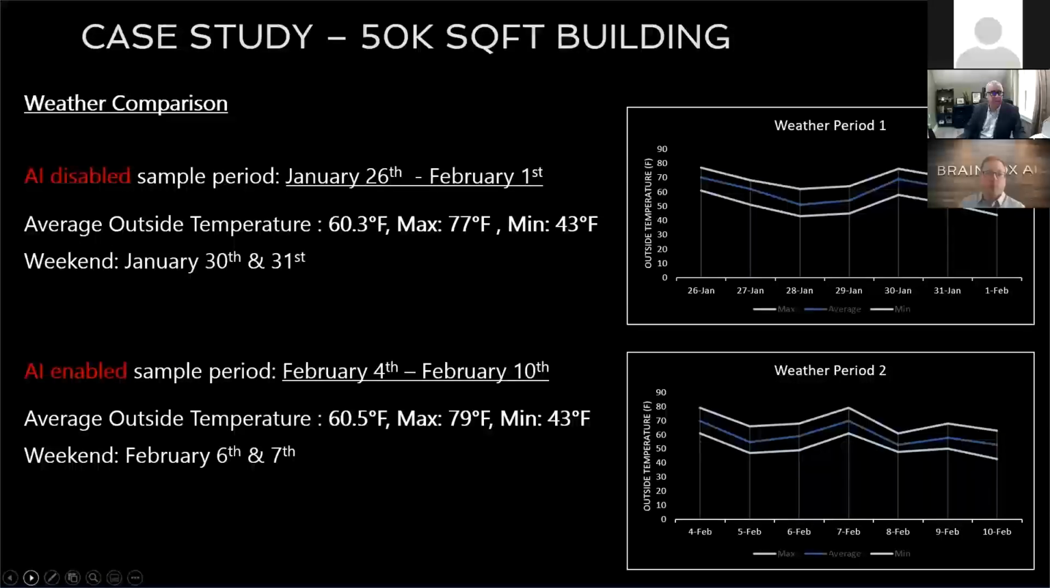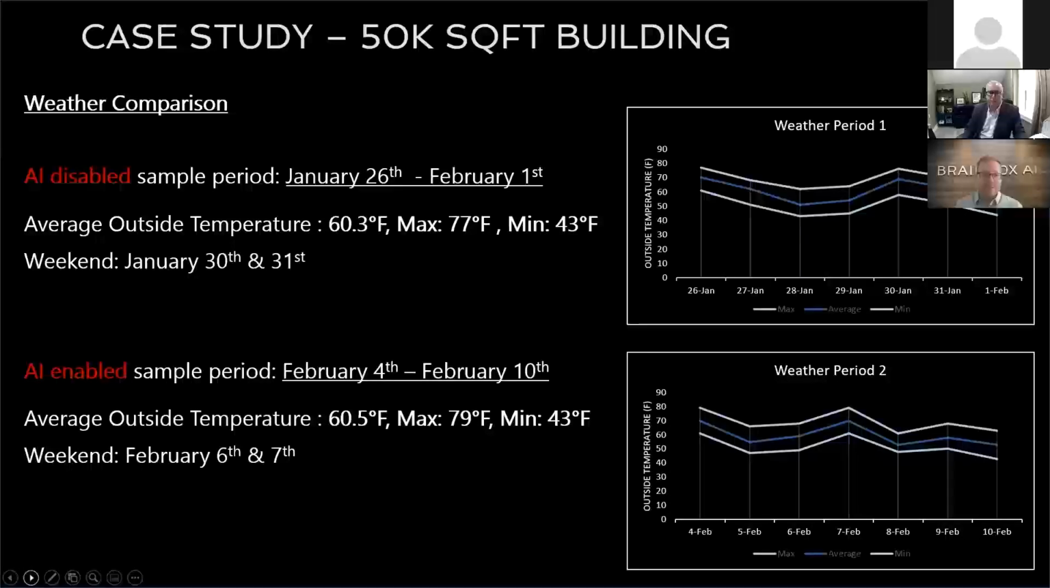All right, so we want to show some real life examples. This is a case study for a building in Texas. It's a smaller building, 50,000 square feet. The beautiful thing about BrainBox AI is that we're not changing anything in the local environment, so we're not changing control algorithms or schedules in the local controllers, nothing like that. We can simply turn the AI off. This is a really powerful tool to prove the value of what we're doing with our customers.